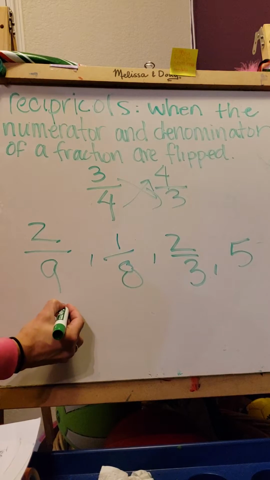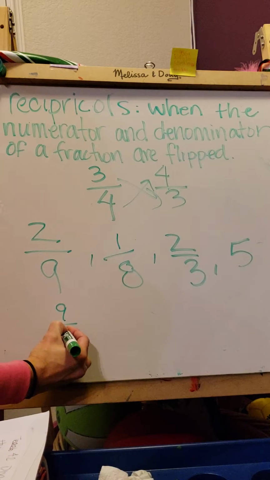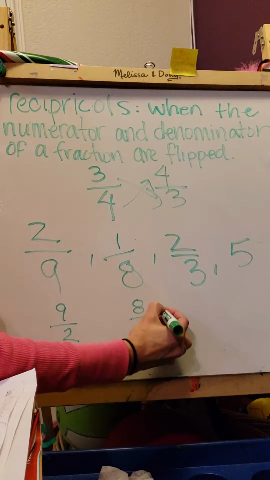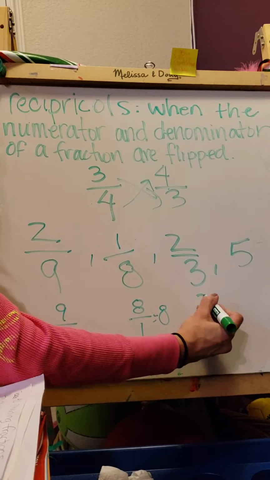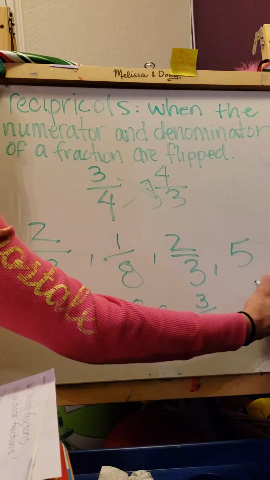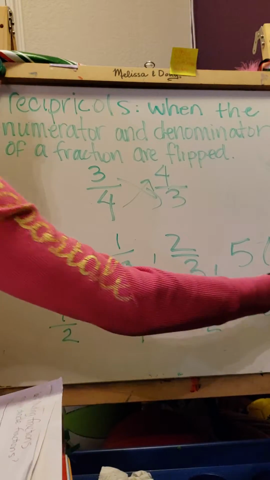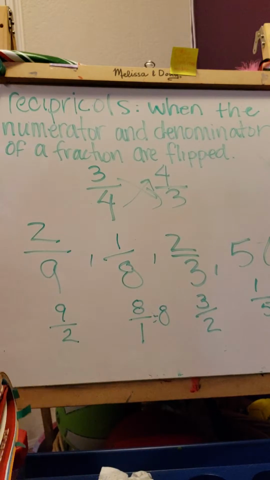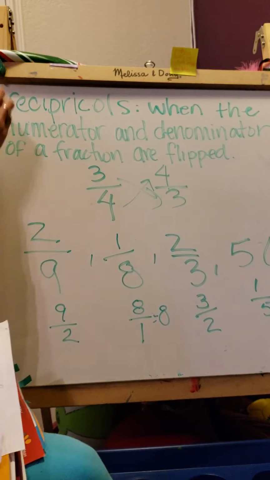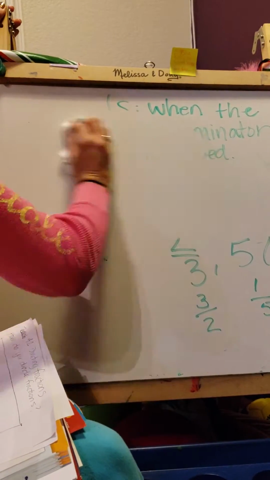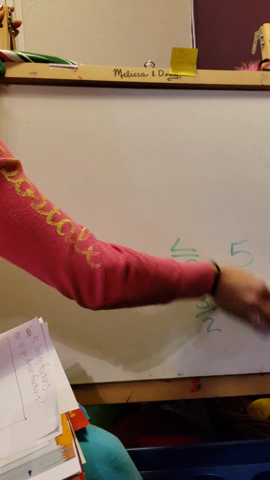All right, so hopefully after you paused me, you guys came up with 9/2, 8/1, which equals what, guys? 8. 3/2 for 2/3, and 1/5. And I hope that you guys figured out that you had to turn that into a fraction before you found its reciprocal. Okay, so now that we know what reciprocals are, they are going to become quite handy and quite necessary when we start to divide fractions.